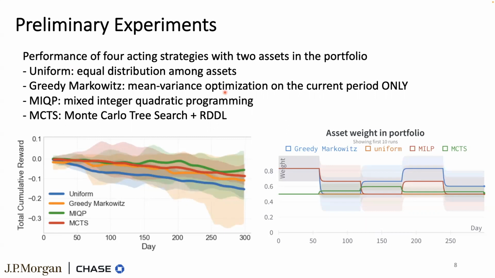So comparing all the different actors, we see that the best performing is the mixed integer quadratic programming, followed by the MCTS actor in terms of the total cumulative reward achieved for a horizon with 300 days. And the uniform, as we would expect, is the worst performing one. And greedy Markowitz is somewhere in the middle. Along with the total cumulative reward, one thing we should also observe is the asset weights in the portfolio. As you may recall, we don't want the portfolio to jump around a lot. So this is where the MCTS with the RDDL is performing the best, because as you can see from the different jumps in the asset weights, the MCTS one is performing the lowest number of jumps.